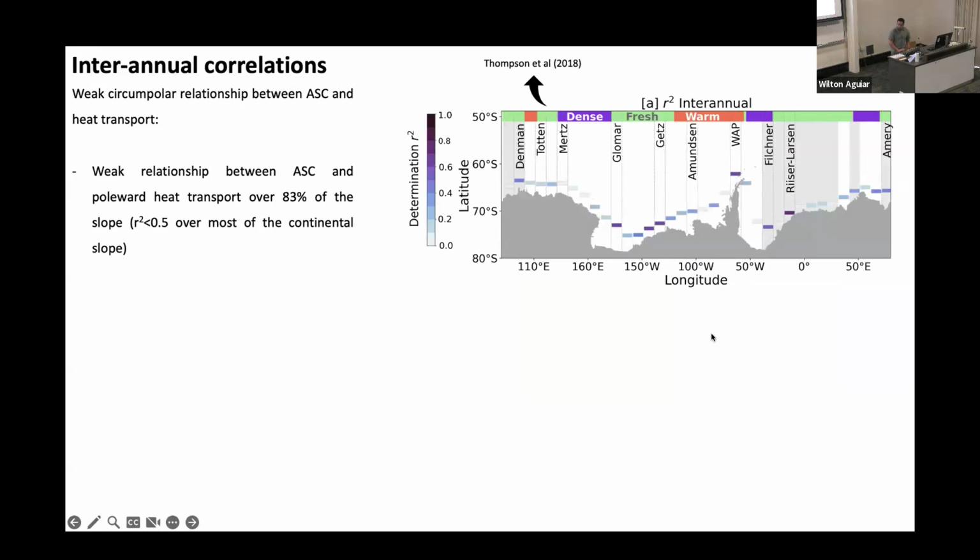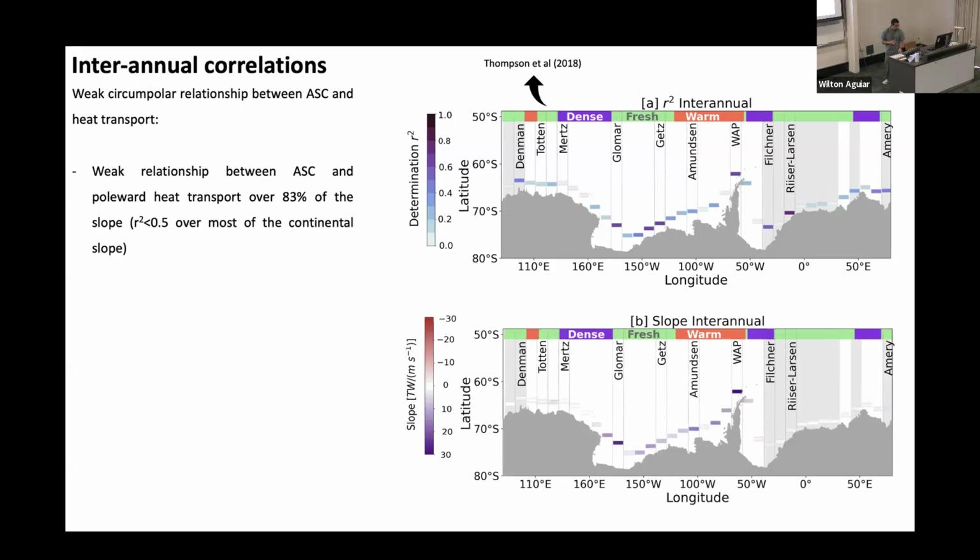Now for the interannual variability. That's probably more interesting in terms of long-term melting of the Antarctic ice shelf, right? So this is the same map now for the R-squares for the interannual variability. What we see is that the color is even lighter, highlighting that we have even weaker correlation here. When we see the slopes of this regression, we also see lighter values towards the white. So we see that actually less heat crosses the shelf interannually, even in sites where we have high correlation.